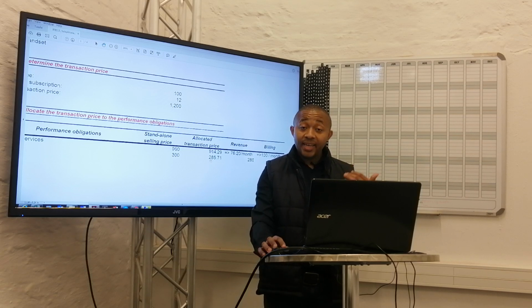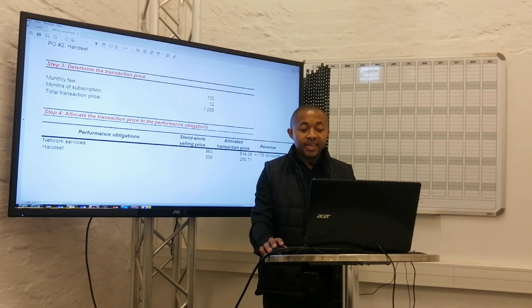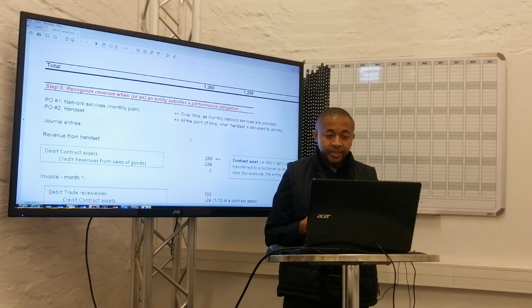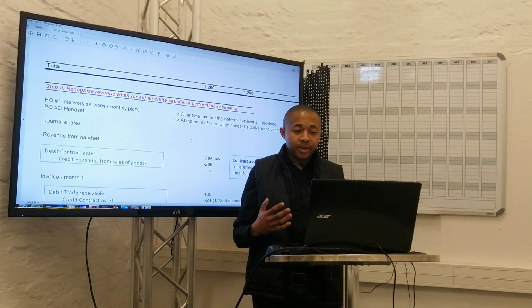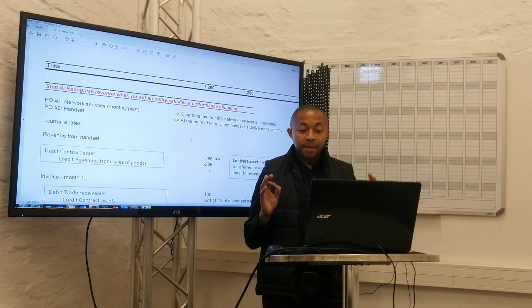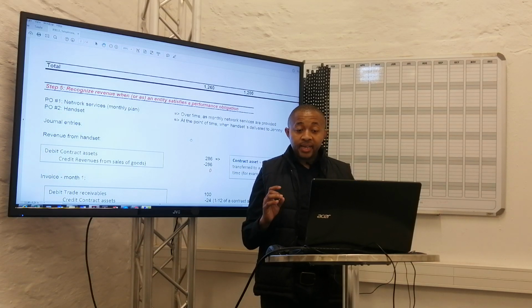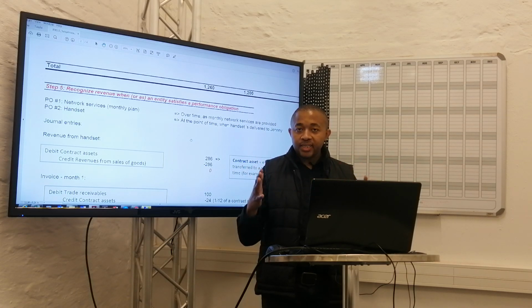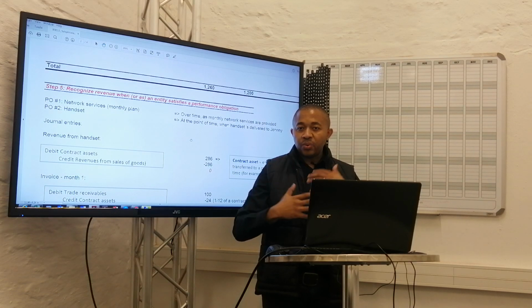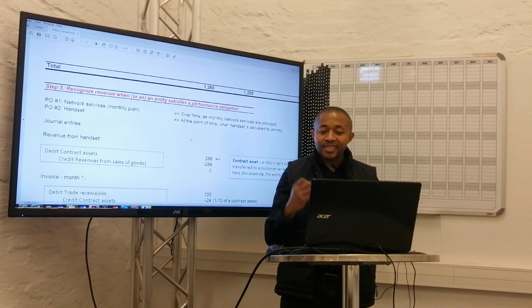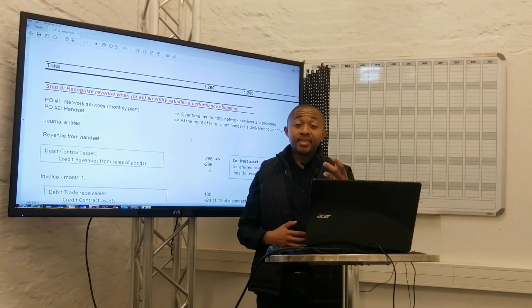But the revenue relating to the handset, because you deliver it the moment you enter into the contract, you immediately recognize it. So the performance obligation one, which is network service, is over time as monthly network services are provided. So it is when you're providing these monthly network services that you recognize revenue relating to that. But the handset is at a point in time when the handset is delivered.